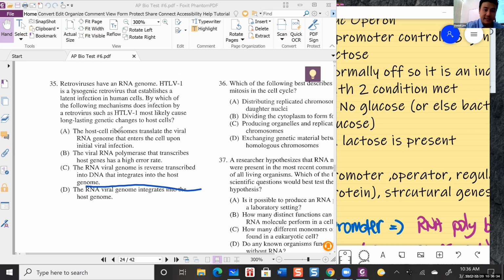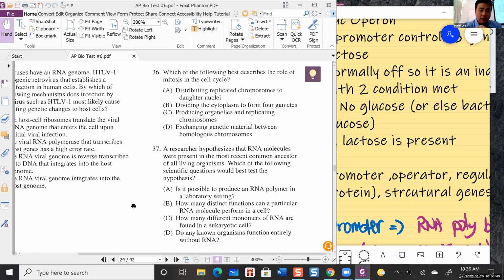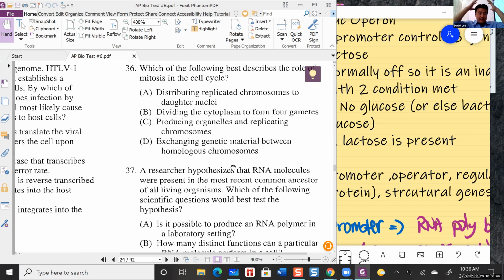All right, 36. Let's take a look at 36, please. So which of the following best describes the role of mitosis? The purpose of mitosis is to split. Don't confuse mitosis with synthesis of DNA. DNA synthesis occurs first, then you do mitosis. Mitosis is to line up the chromosomes and separate them so there are identical numbers on each side, okay? So for 36, the answer is A.